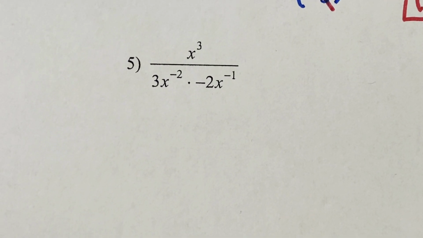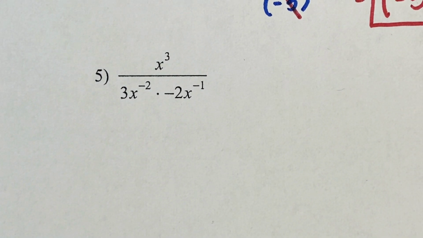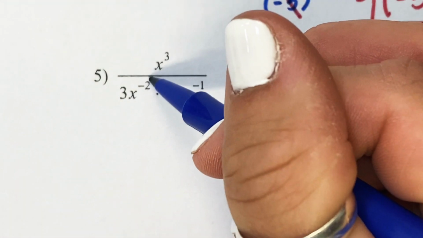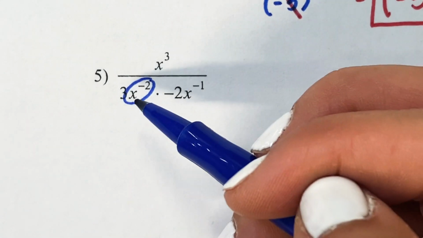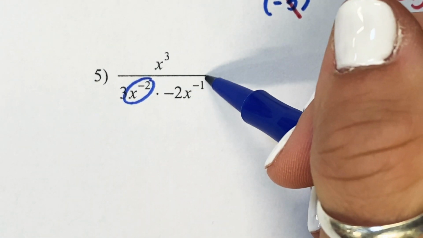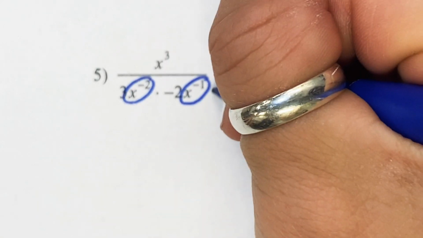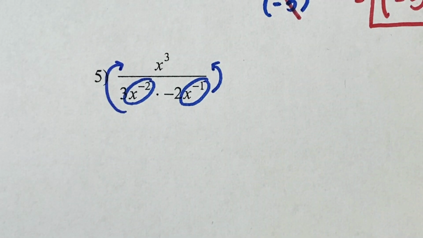Let's look at number 5. Same first step: find your negative exponents, and we need to move them. Be careful what they're attached to. Remember, if there are no parentheses, they're only attached to what's right in front of them. I see this -2 exponent, so it's going to grab that x right there. Careful, not the 3. It's only attached to the x. Same with this -1 exponent. It's only attached to the x, not the -2. They're both on bottom, so they both move to the top.